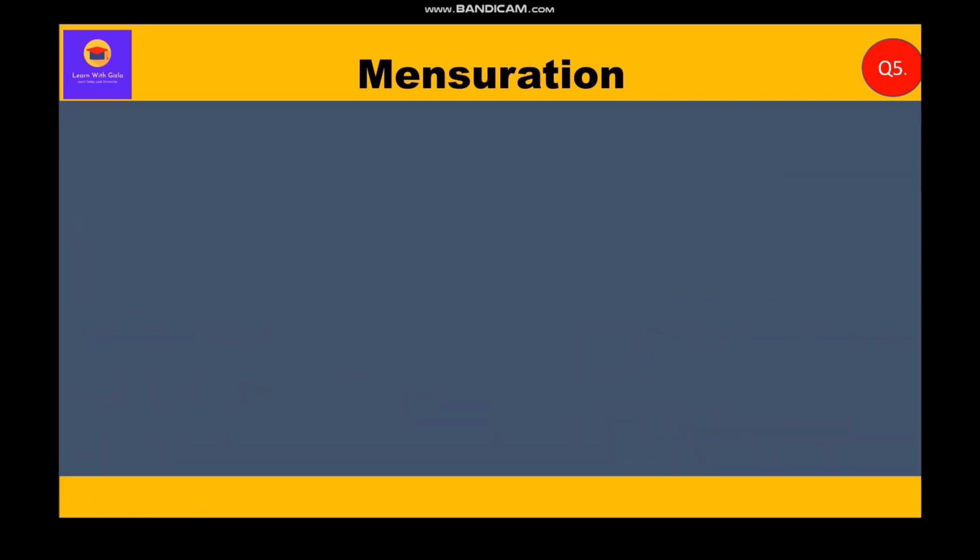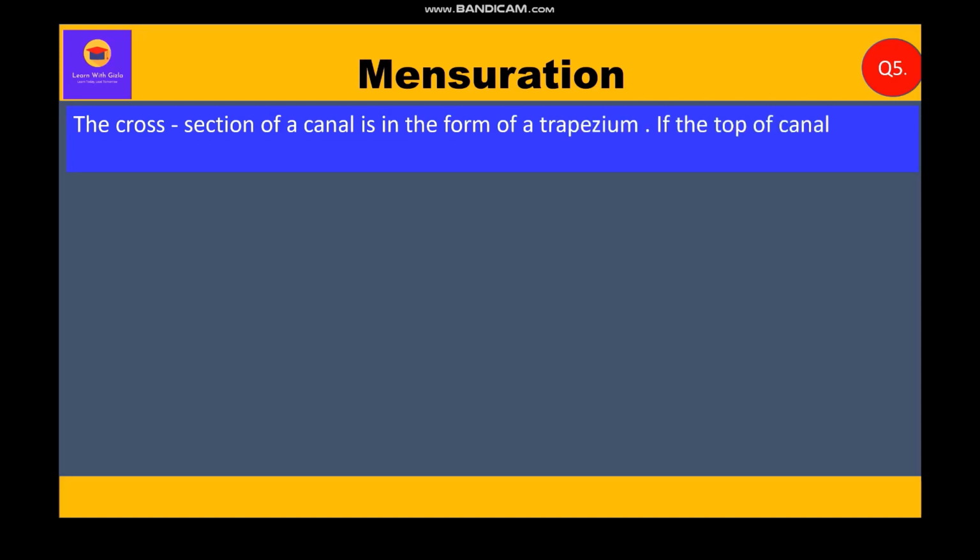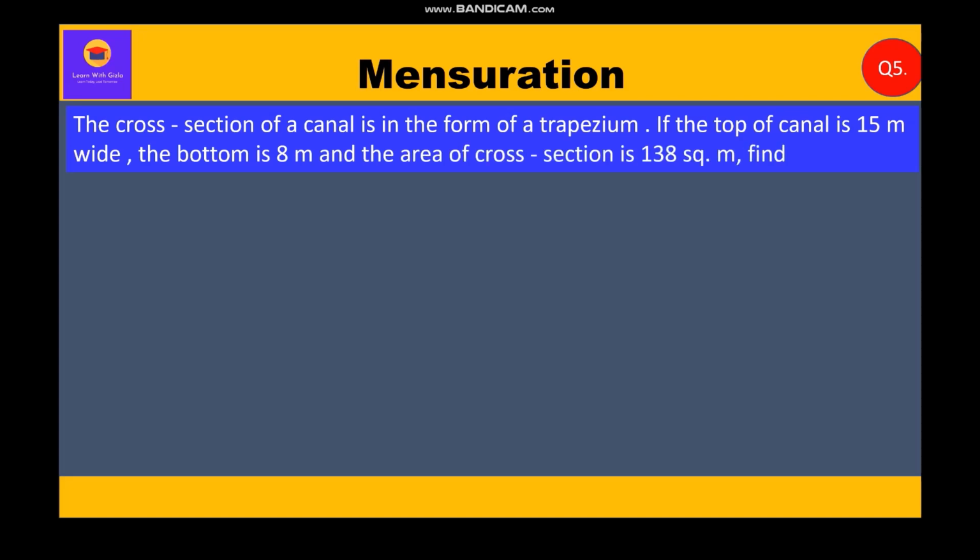Now let's move to fifth question. The cross section of a canal is in the form of a trapezium. If the top of the canal is 15 meters wide and the bottom is 8 meters and the area of cross section is 138 meters square, find its depth.